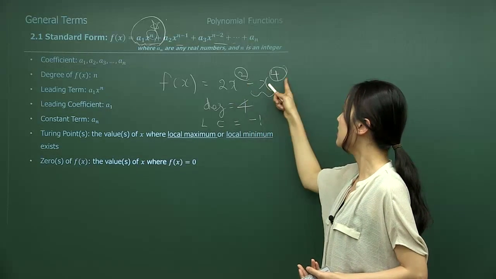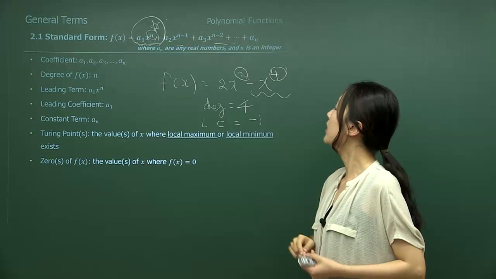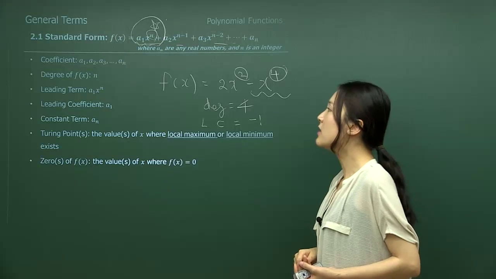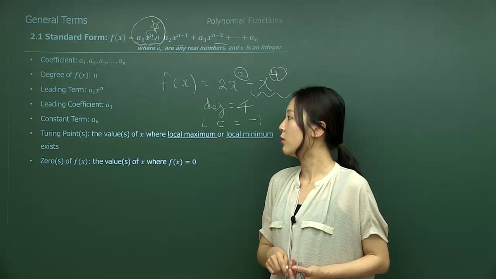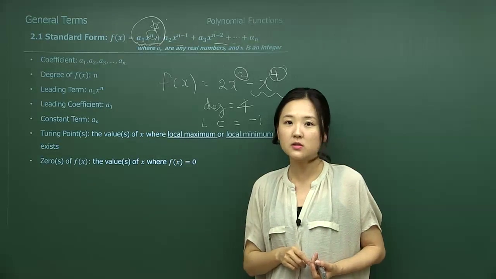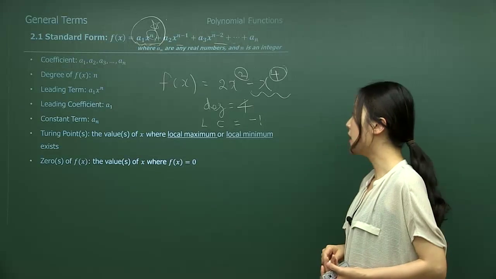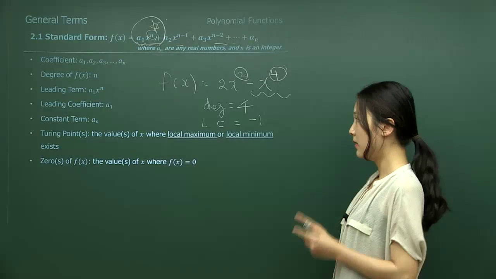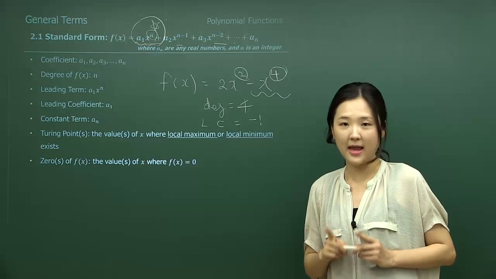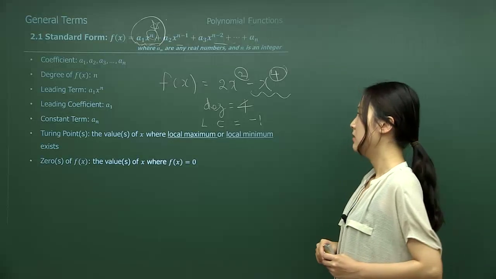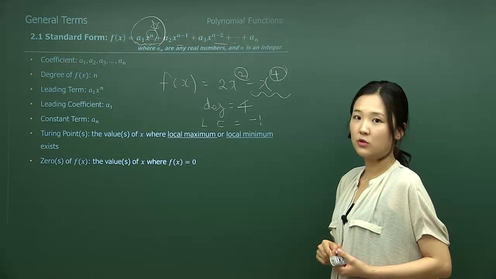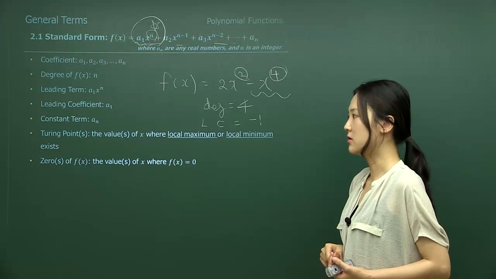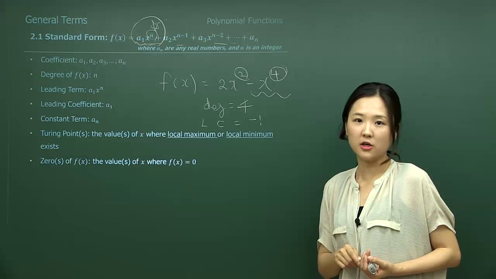Now, as you can see, the degree of each term is an integer. So this is a polynomial function. Looking for the degree or the leading term or the leading coefficient is really simple. All you have to do is check for the power. The highest power is the leading term. And the coefficient is what your x is multiplied to. As long as you know the rule, you will have no trouble looking for the degree or the leading coefficient or any regular coefficients here.